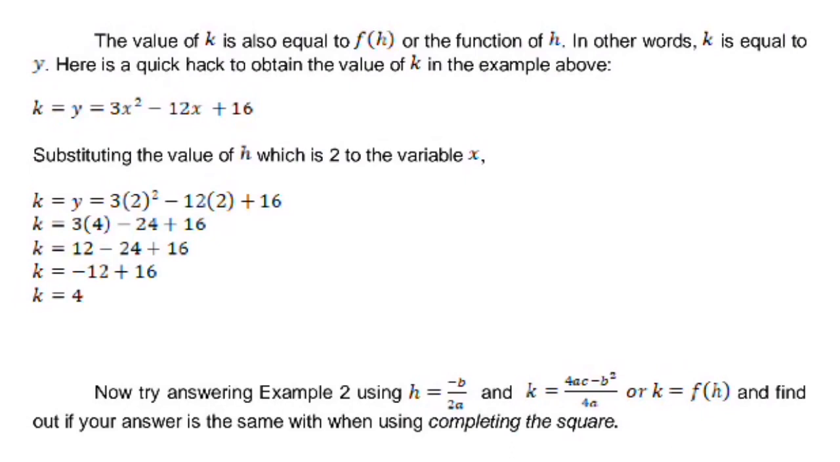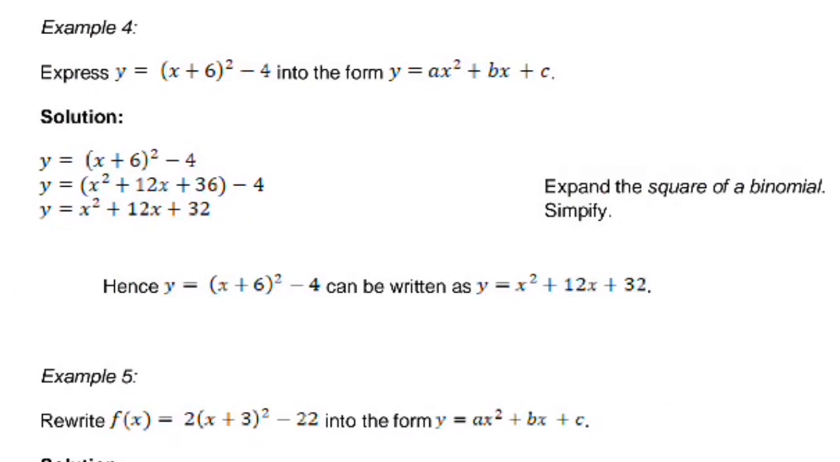Now try answering example 2 using h equals negative b over 2a and k equals 4ac minus b squared over 4a, or k is equal to f of x or y. And find out if your answer is the same as when using completing the square. Then example 4, express y equals quantity of x plus 6 squared minus 4 into the form y equals ax squared plus bx plus c.